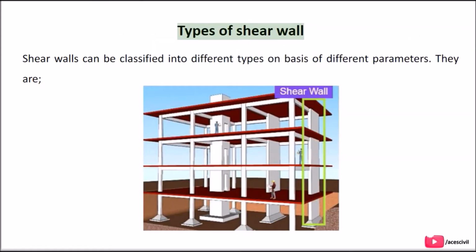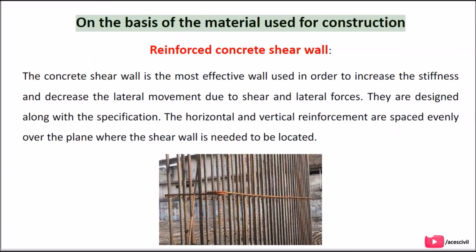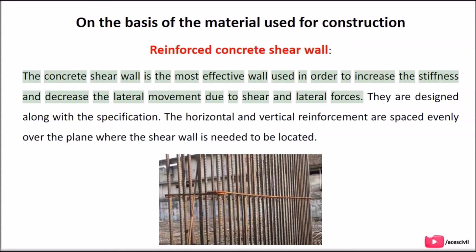Types of shear wall. Shear walls can be classified into different types on the basis of different parameters. They are, on the basis of the material used for construction: Reinforced concrete shear wall. The concrete shear wall is the most effective wall used in order to increase the stiffness and decrease the lateral movement due to shear and lateral forces.